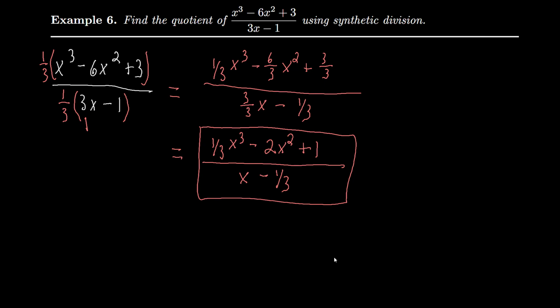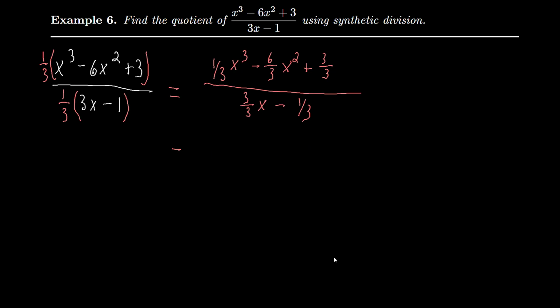All right? So now that we've got this, we can actually set up and do the synthetic division. But first, let me move this over for you for just a second so that we have some space to work with. There's no problem in rewriting this again. So this is 1/3 x cubed minus 2x squared plus 1 over x minus 1/3. So now we're going to go ahead and do the synthetic division right here.